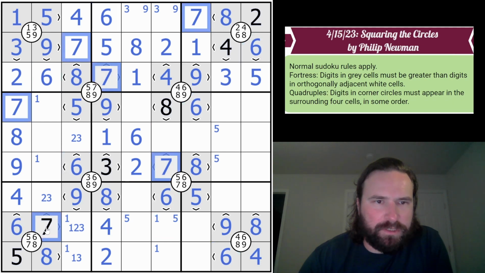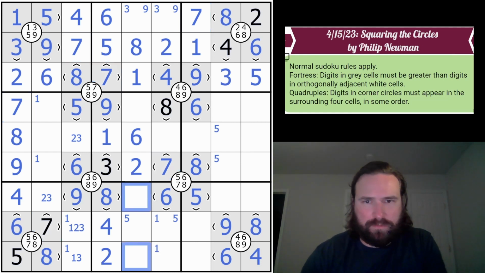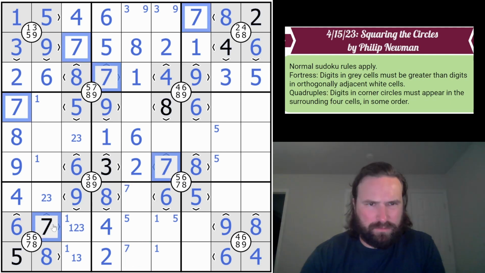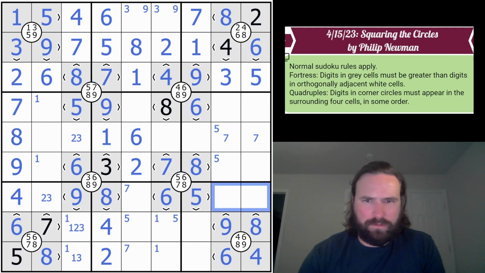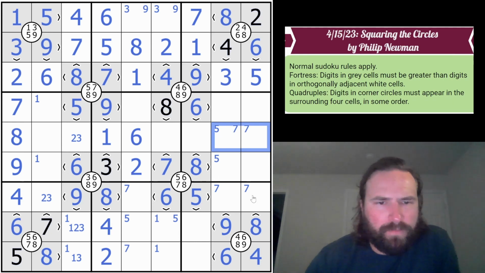All the 6s are done. 7s are not. One of these two has to be a 7. One of these two has to be a 7. One of these two... What just happened? What just happened? Oh, 7. These middle 7s out here. Okay.